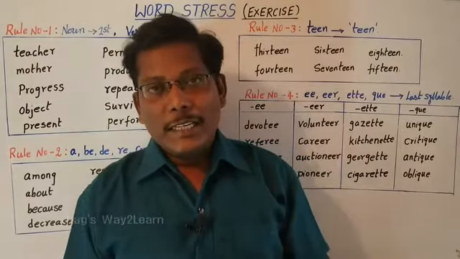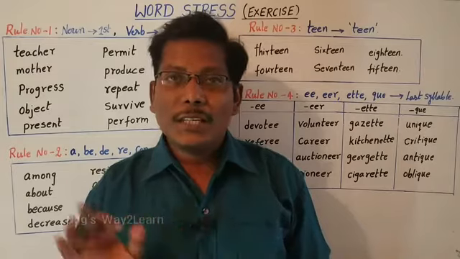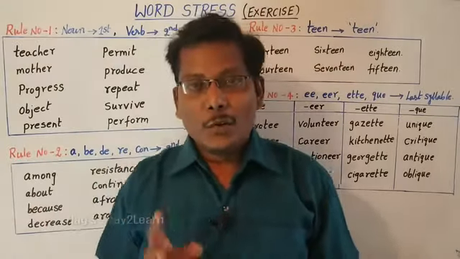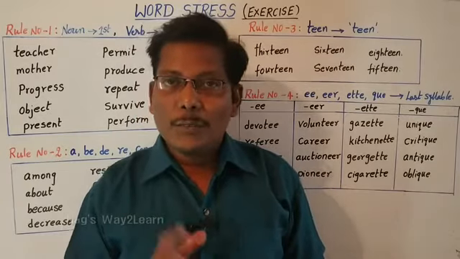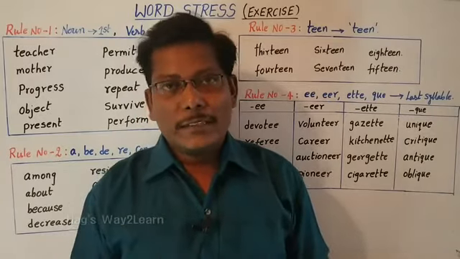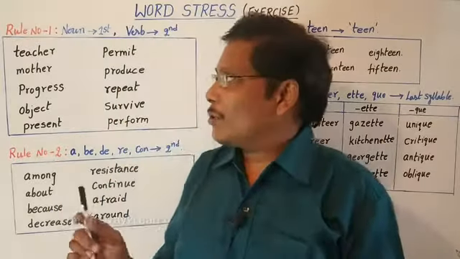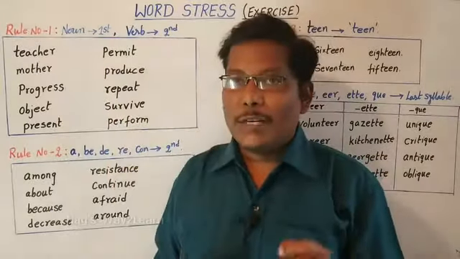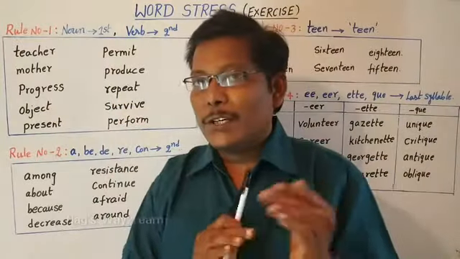Yesterday I explained that to identify stress marking, there are 6 rules generally. Rule number 1, rule number 2, rule number 3, rule number 4, rule number 5, rule number 6. So now in this class, let's see some more examples, that too rule-wise.